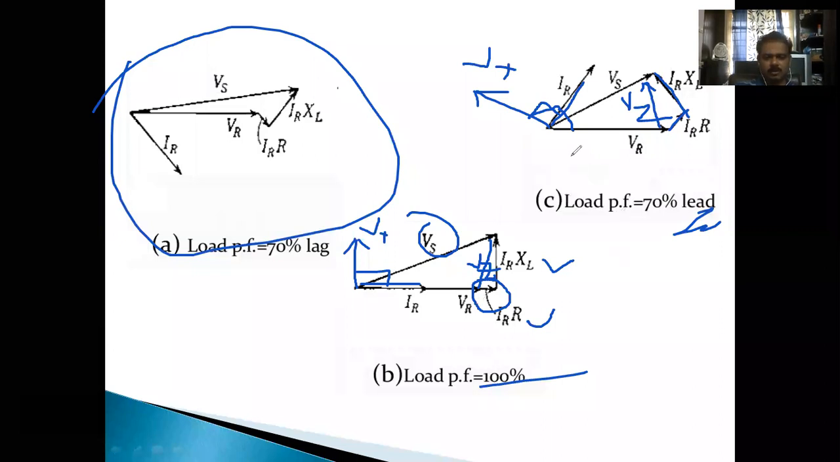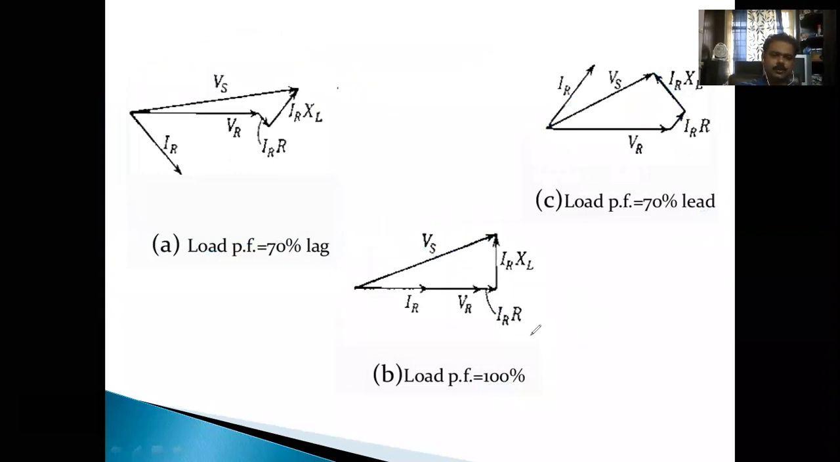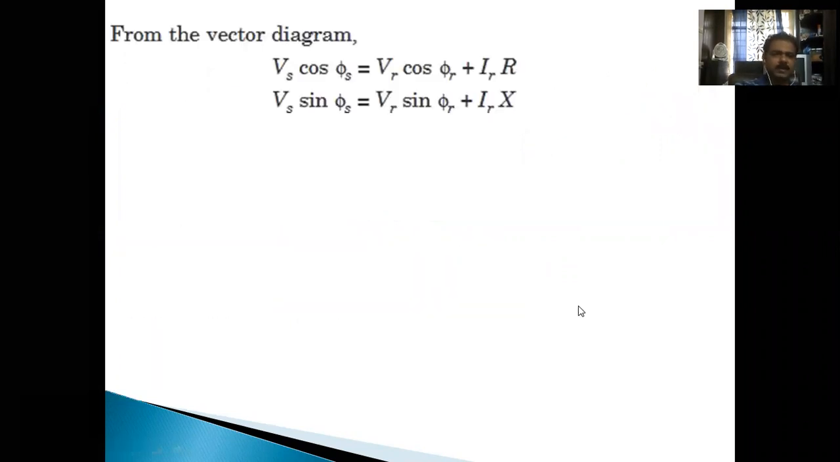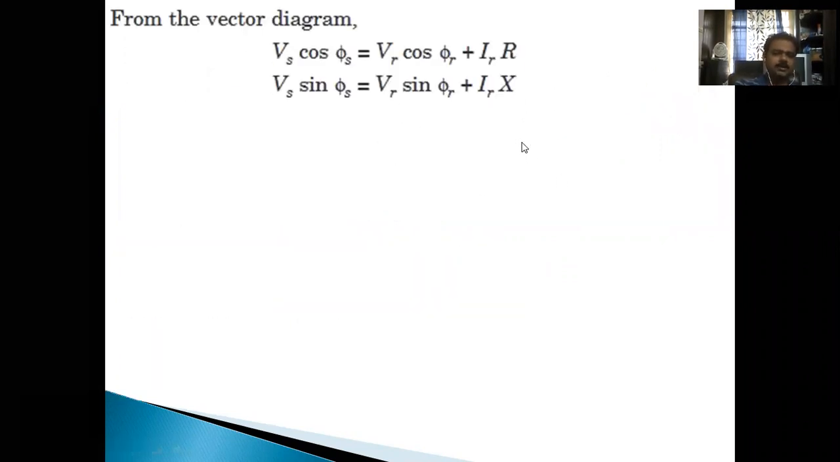Okay, are you able to draw these figures? So now we have considered only the lagging loads. In the previous, we have seen the diagram taking current as reference. Now we'll try to evaluate the regulation of a given short transmission line.